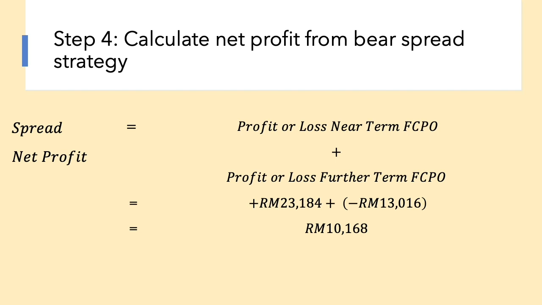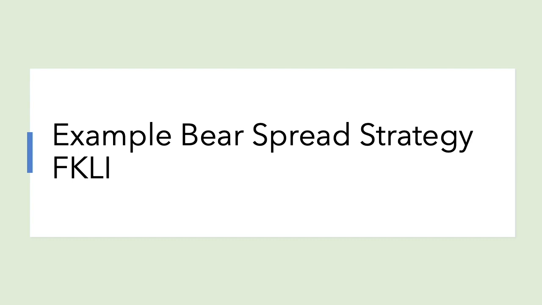Profit is cash inflow. So the last step, which is step number 4, you need to calculate net profit from bear spread strategy. So profit or loss near-term FCPO plus profit or loss further-term FCPO. So for near-term, in this case is June contract, you get 23,184 ringgit positive cash inflow. For further-term futures, you make a loss of 13,060. So cash outflow because it is a loss. So you sum up, total net profit you get is 10,168 ringgit.